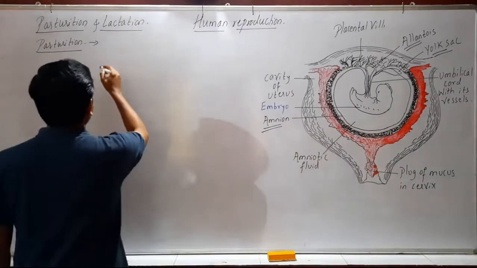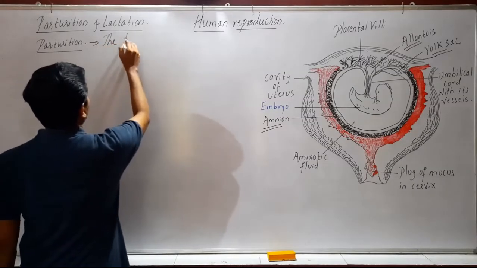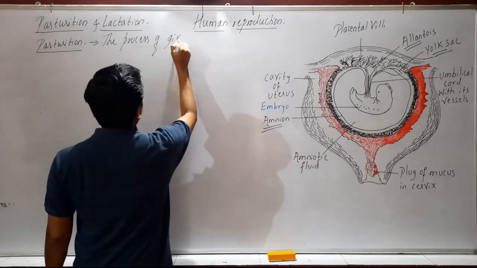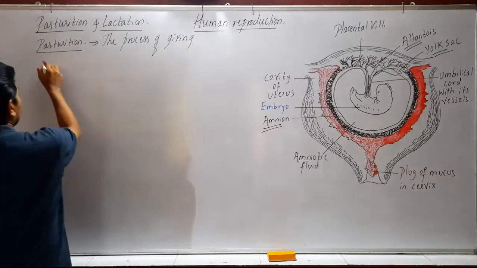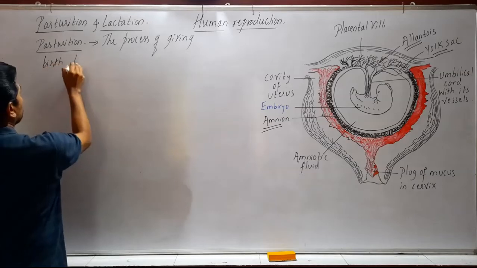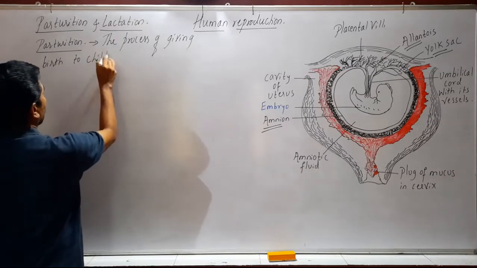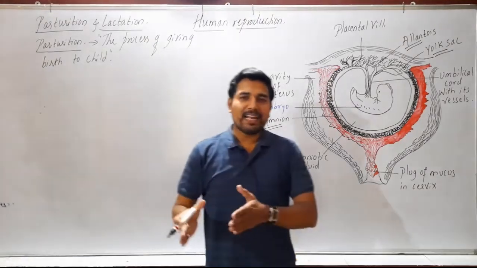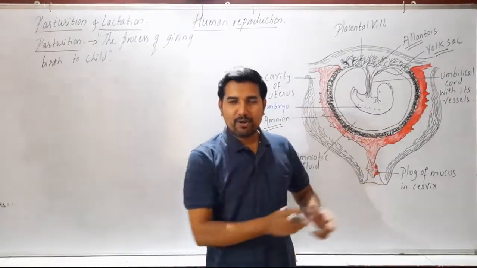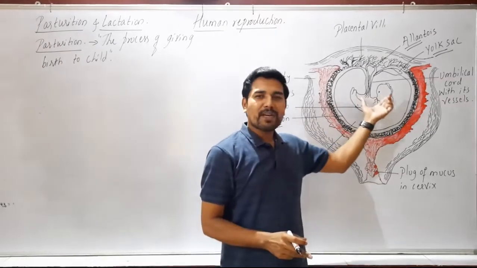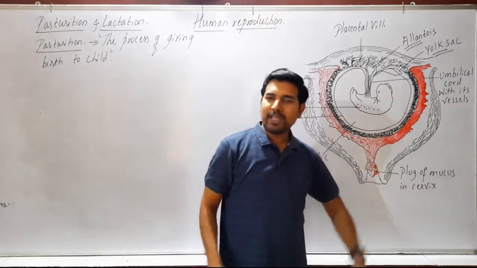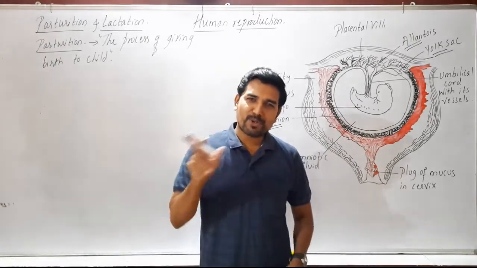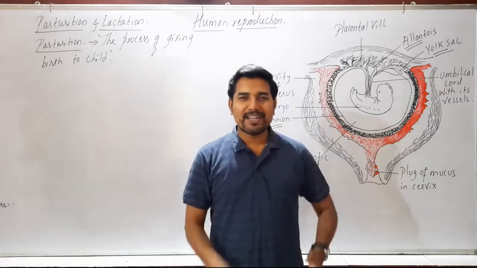So what is parturition? The process of giving birth to a child is called parturition. It is also termed as the delivery of a fully developed fetus or a baby. Now for the process of parturition, what are the conditions here?